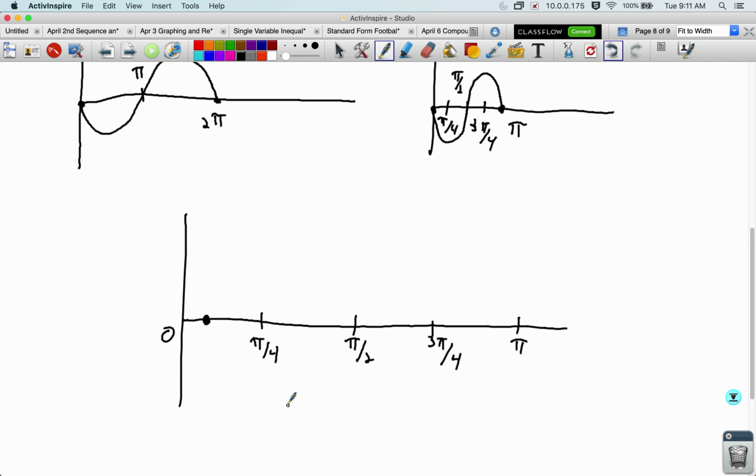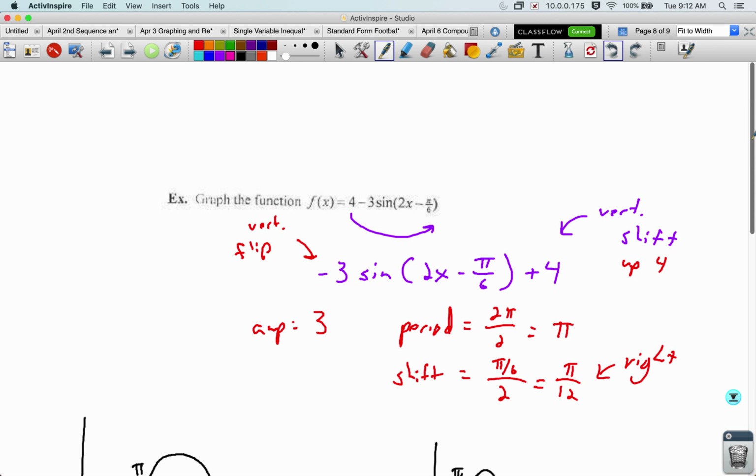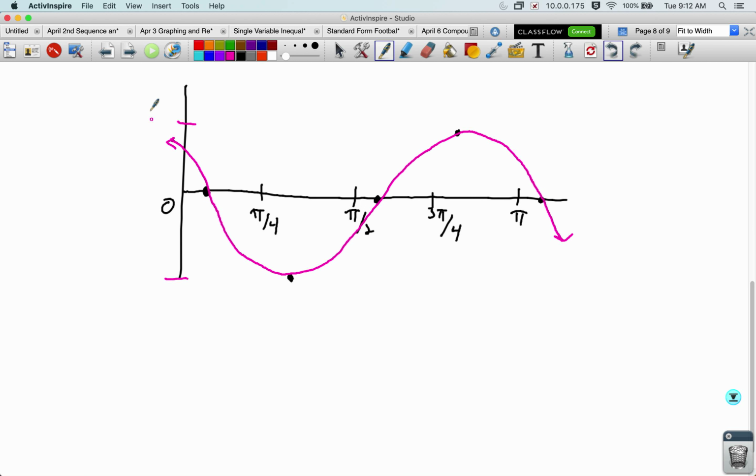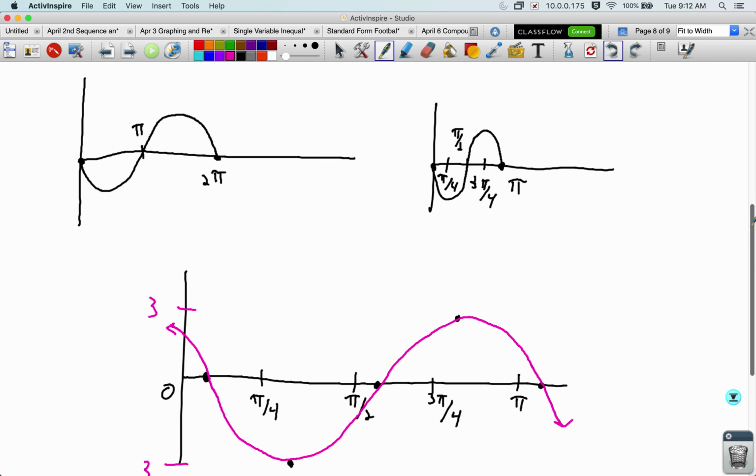We did hit a minimum here. Now we're going to hit that minimum a third of a unit here, a third of a unit, a third of a unit, a third of a unit. All right, and now we're just going to connect it up. Arrows to show it keeps going. Label our maximum and minimum. It was an amplitude of 3. So we'll put a 3 up here and a 3 down there. And that is a sketch of our sine wave.